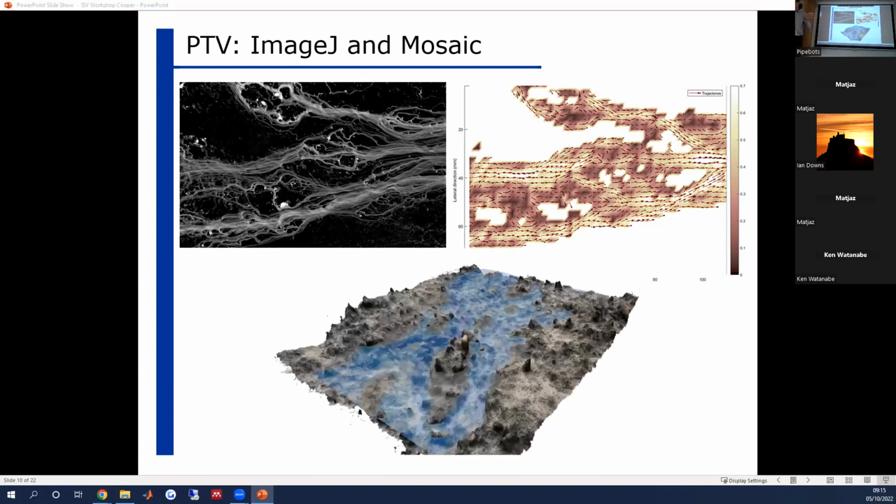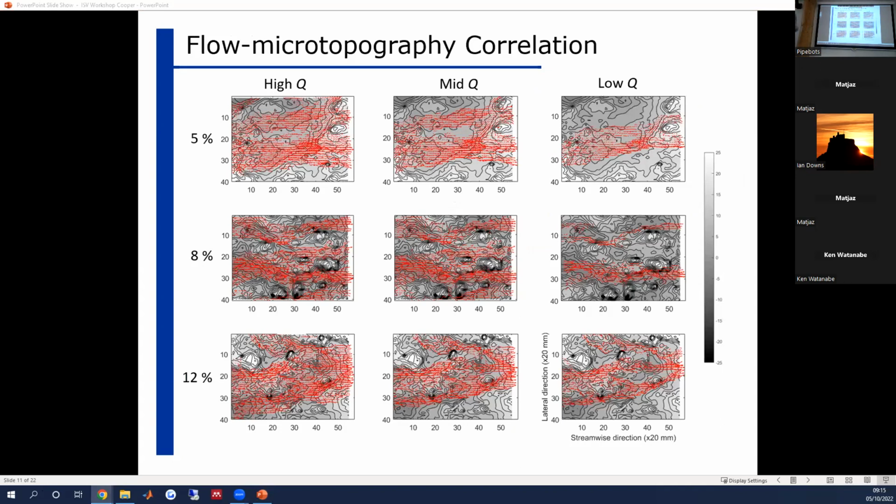And then we were able to georeference the structure from motion digital elevation model with the flow measurements that we got from our surface PTV. So we could georeference and look at the correlation between the topography and the flow. Okay, so we can obviously start to eyeball what that correlation is, but what we wanted to do was actually try and quantify the correlation between the microtopography and the flow.